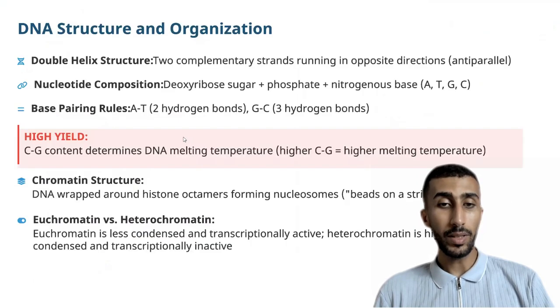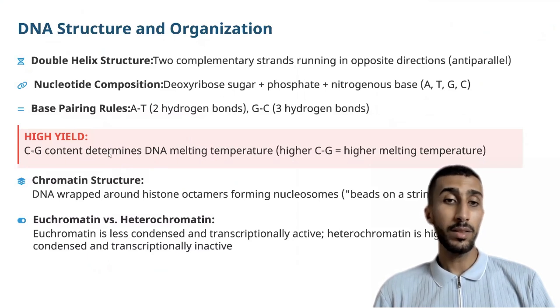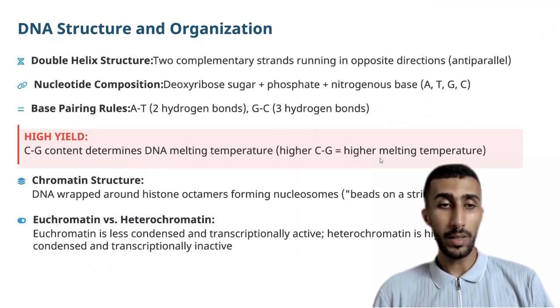So this translates to a different melting temperature. The more there is an increase in the CG, which has three hydrogen bonds, the higher the DNA melting temperature. So the CG content determines the DNA melting temperature, and the more CG bonds we have, the higher the melting temperature for our DNA.